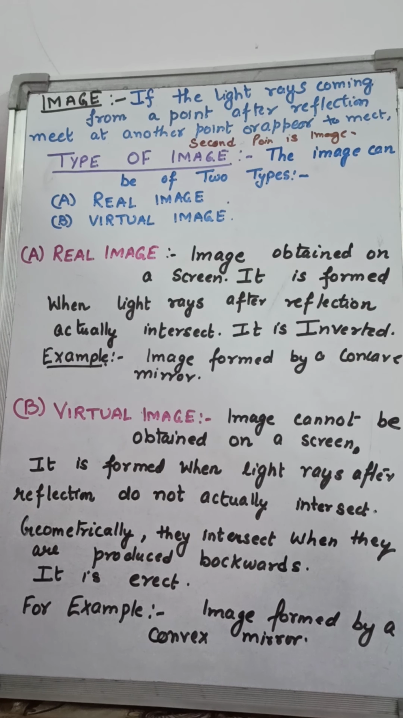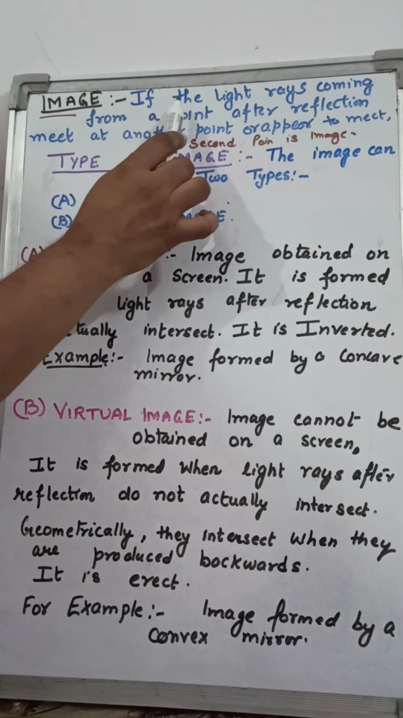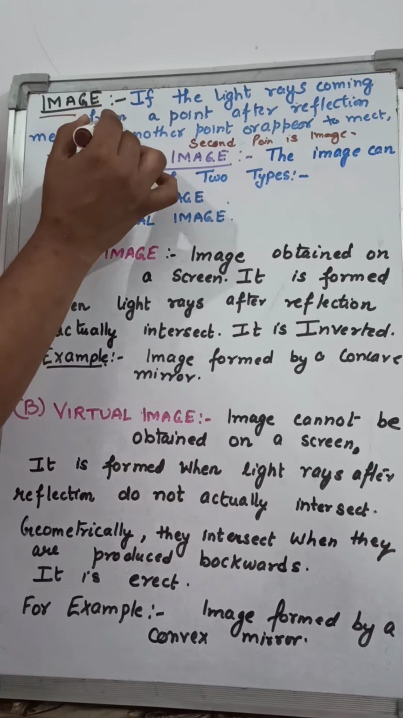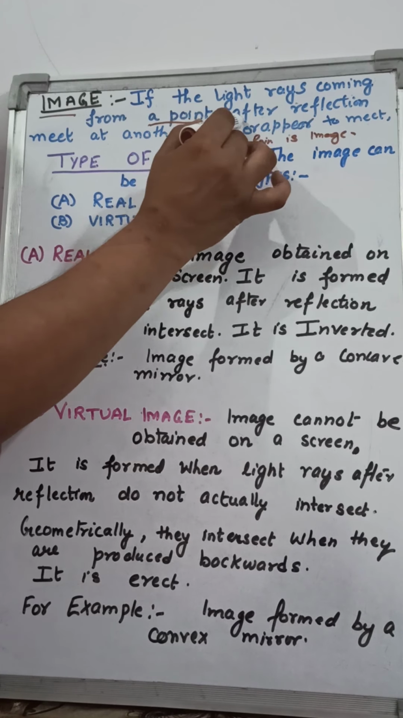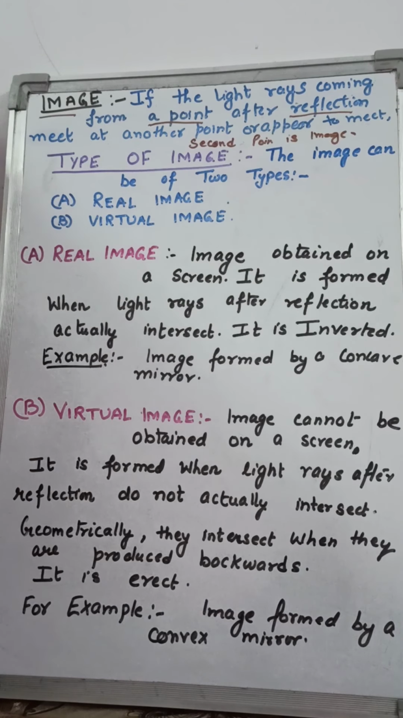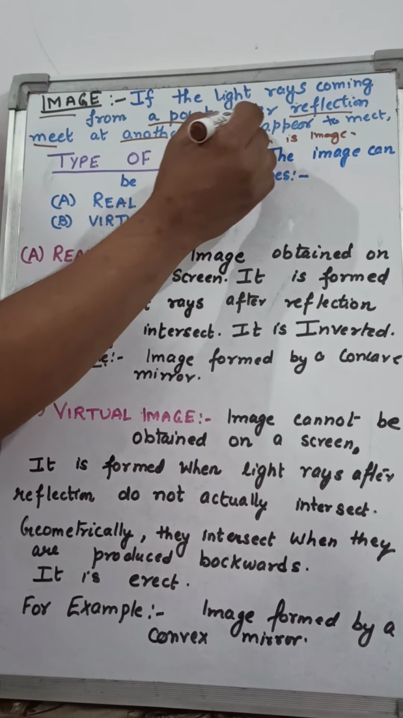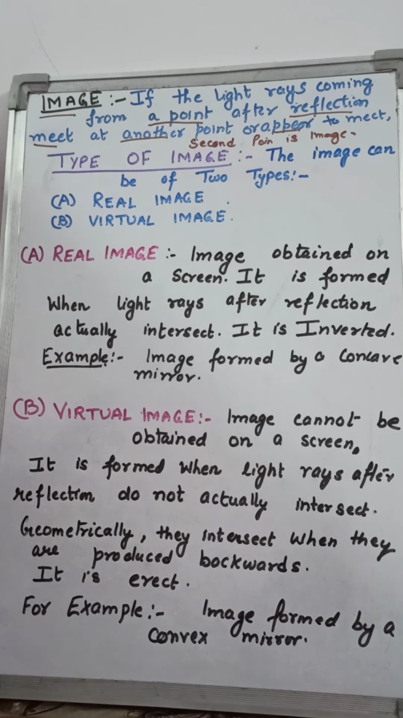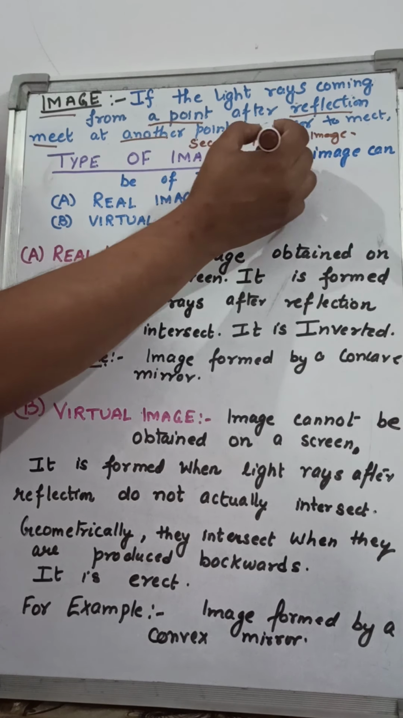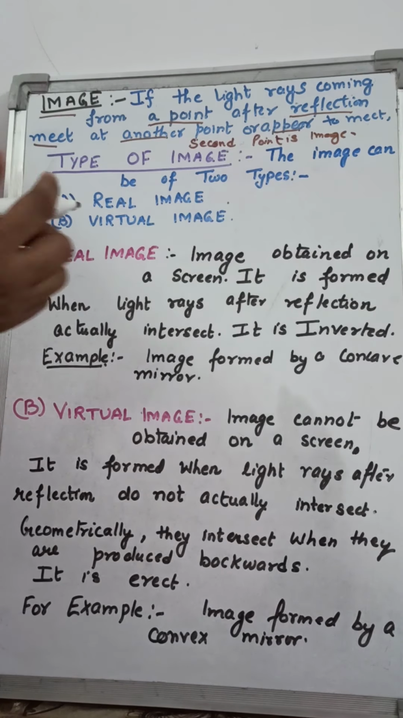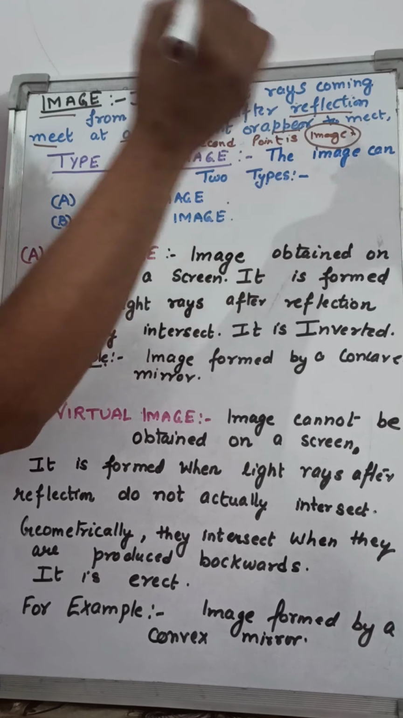Now next topic is image. What is image? If the light rays coming from a point, after reflection, that means after striking a plane surface, plane mirror, meet at another point or appear to meet at another point, that other point, or that second point, is the image of the first point.